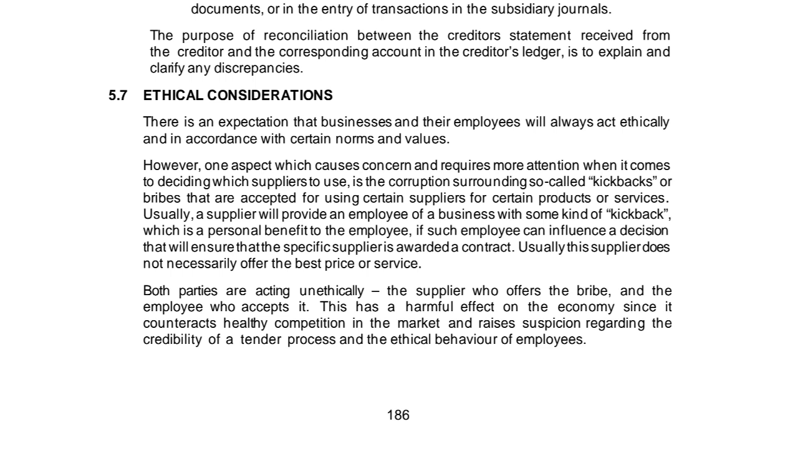The employee can influence a decision that will ensure that the specified supplier is awarded a contract. Usually this supplier does not necessarily offer the best price or service. Both parties are acting unethically: the supplier who offered the bribe and the employee who accepts it. This has a harmful effect on the economy since it counteracts healthy competition in the market and raises suspicion regarding the credibility of a tender process and the ethical behavior of employees.